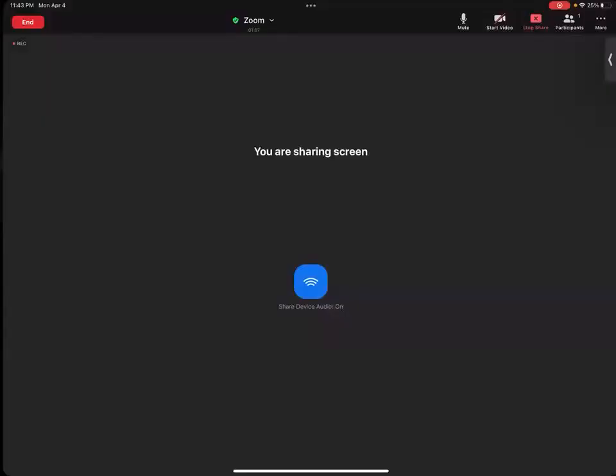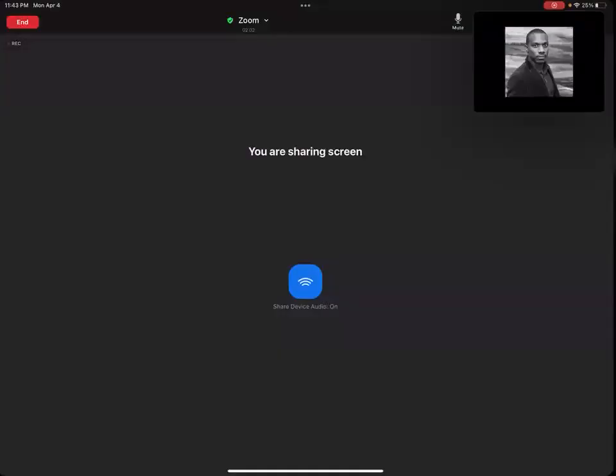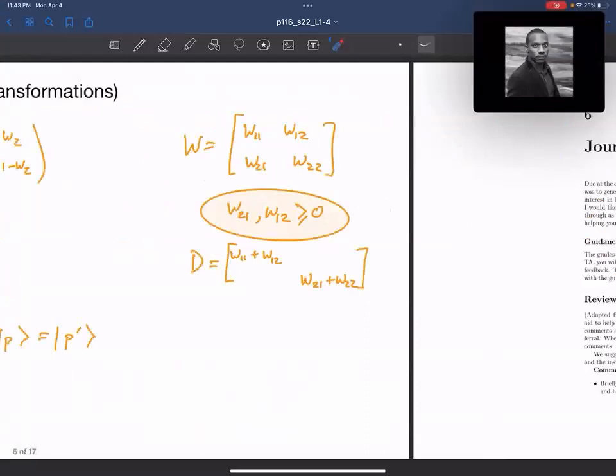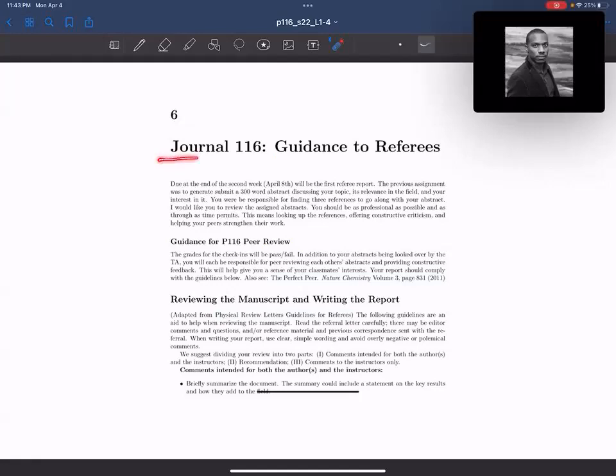And just to kick off, the first thing I would like to highlight is the referee reports. The referee reports are going to be due at the end of this week. And let's see, I have a bit of guidance that's been posted to the webpage. This is the guidance to referees. Here we're just talking about what our expectations are. Expectations are going to be around Physical Review Letters. So we want you to give out constructive feedback.